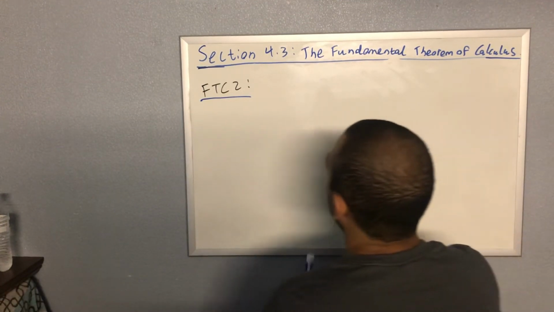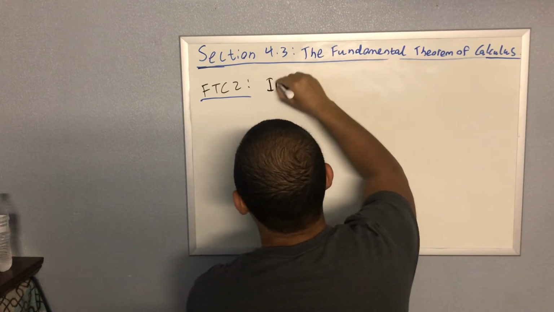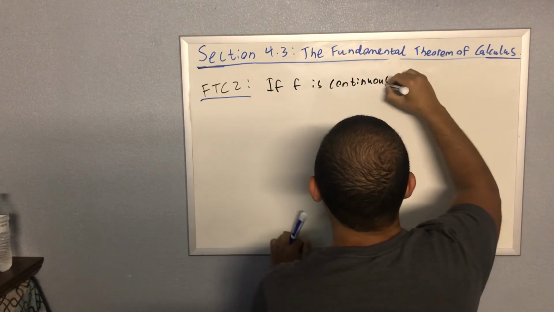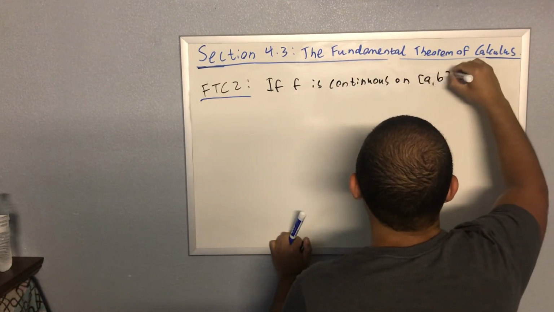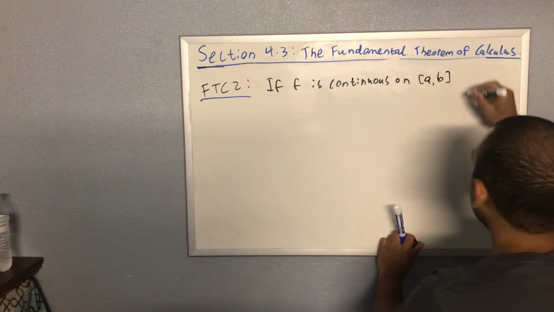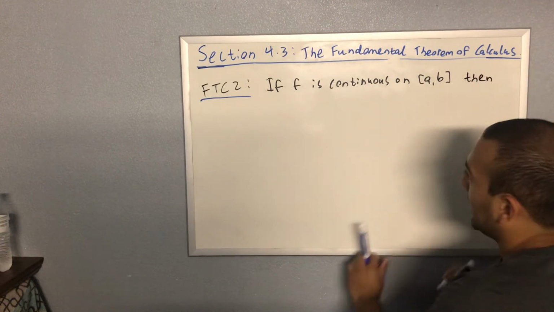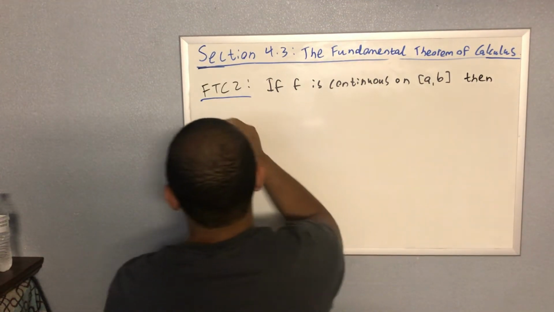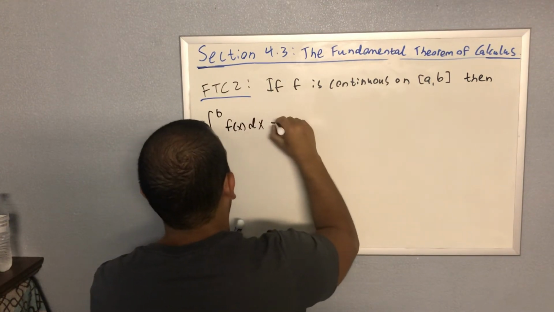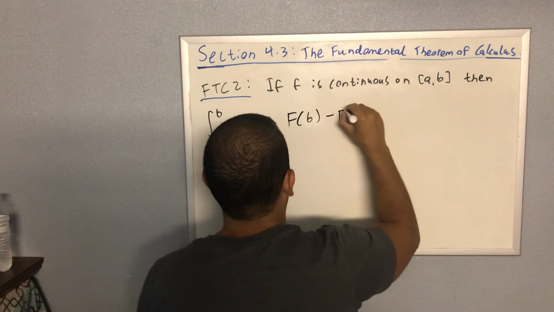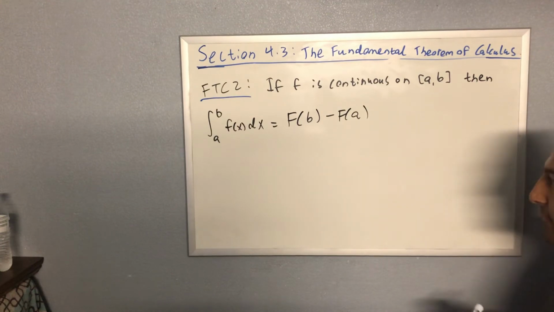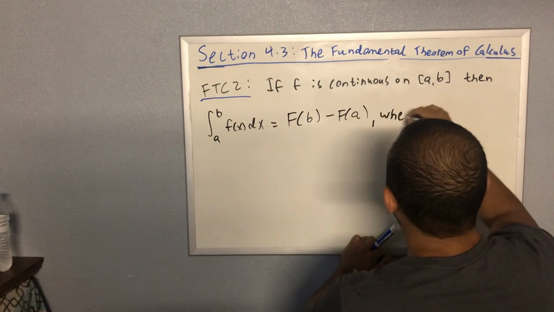If f is continuous, again, you need this to guarantee that you can find the area underneath the curve. Then it says the area underneath the curve from a to b is just this. And again, what was capital F? Remember, capital F is an antiderivative.